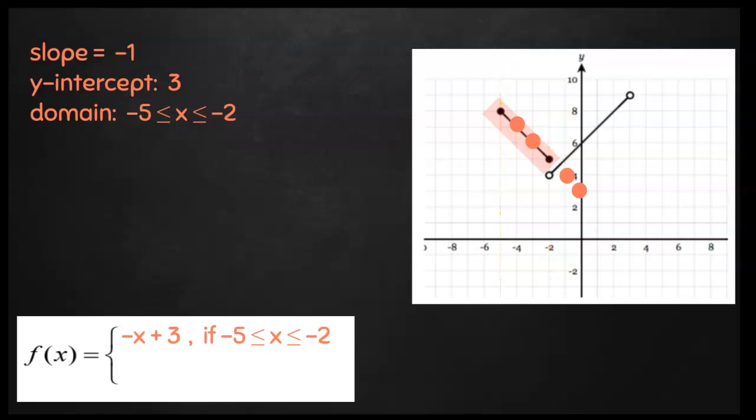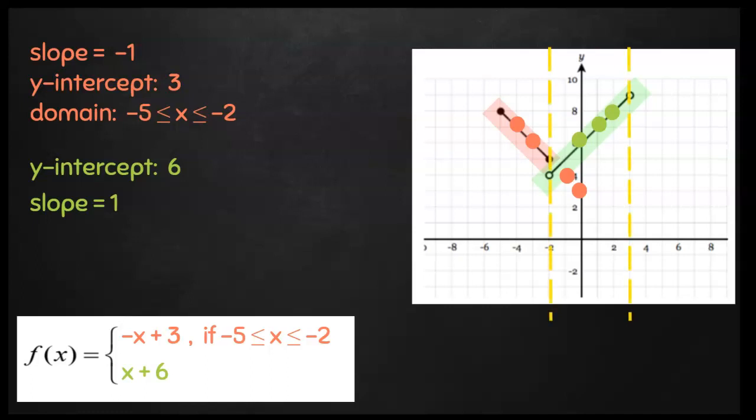Okay, so now let us continue on with the second piece. We're now going to look at the green. So again, finding my y-intercept and slope. And my y-intercept of 6 with my slope of 1. So I have x plus 6. And then my domain, again, I'm looking in between two x values. I'm looking in between -2 and a +3. Now I have open circles on both of those ends. So my domain is going to be -2 less than x, which is less than 3.